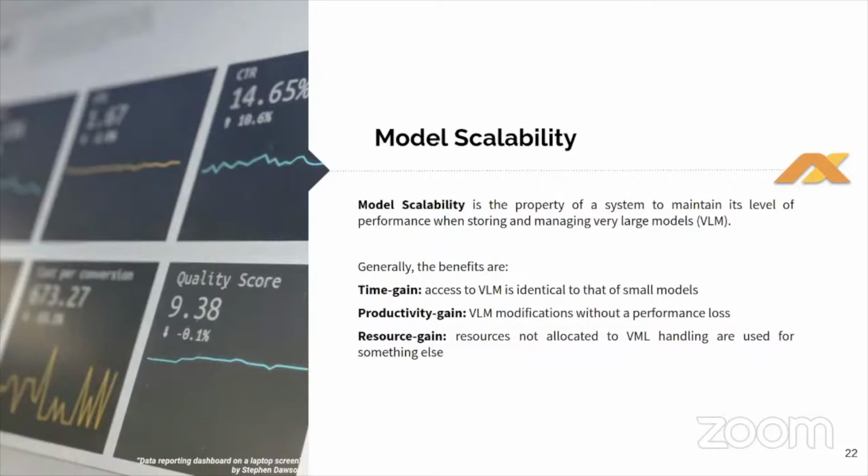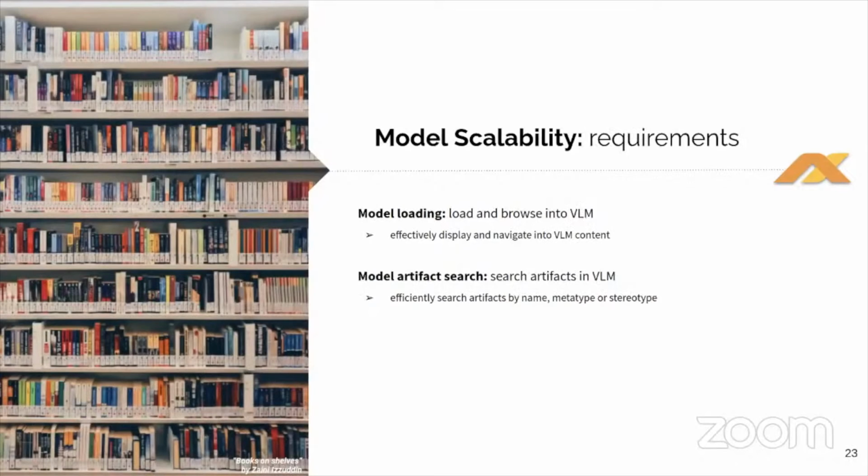Generally, the benefits are the following ones. A time gain, because with model scalability, you access VLM without a loss of performance. Productivity gain, because VLM modifications are done without a performance loss. And resource gain, due to the fact that the resources not allocated to VLM handling are used for something else. Concerning model scalability, there are different requirements. The first one is about model loading, that is to say, effectively display and navigate into VLM content. The other requirement concerns model artifact search, the possibility to efficiently search artifacts, for instance, by name, meta type, or stereotype. This is what we are implementing in the GenMyModel platform.